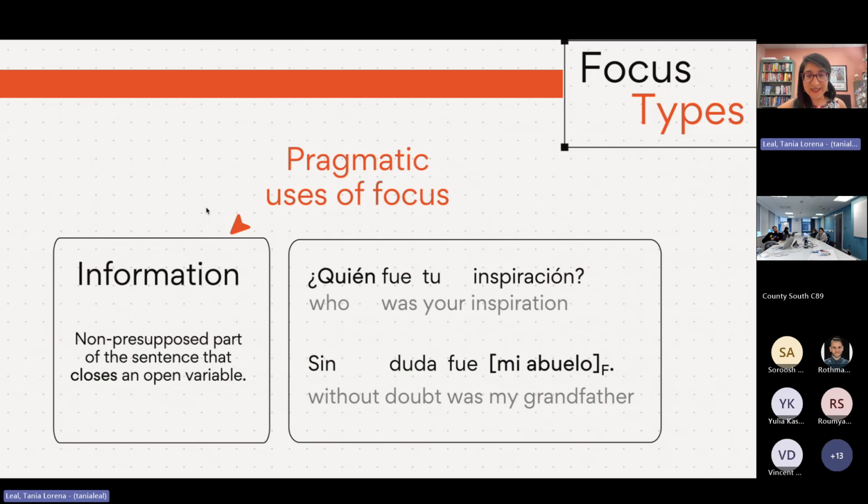Yes, you can. Okay. If you ask something like, "who was your inspiration?", and you answer, "Sin duda fue mi abuelo," right? Mi abuelo is the focus because it resolves the variable opened by quién, which is who.